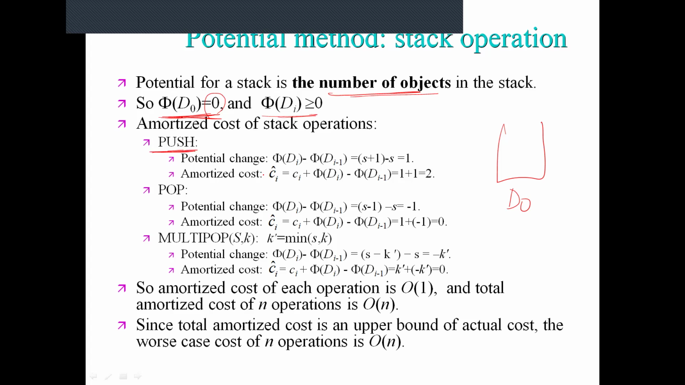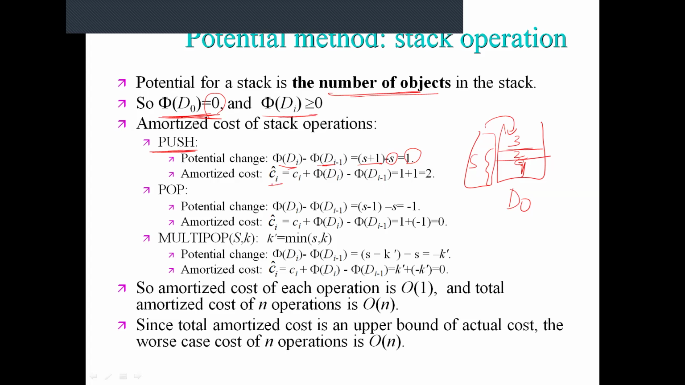Taking the first operation push, you can see the difference between potential energies, phi Di minus phi Di minus 1, is nothing but, so suppose that the current state of the stack is S. Let's say I put 1 or 2 elements. So how many elements are there? S elements are there, small s. So if this is the previous state, after inserting one new element into the stack, now, what is the state of the stack? It will be S plus 1. So look at that. So the potential change is 1 for a push.